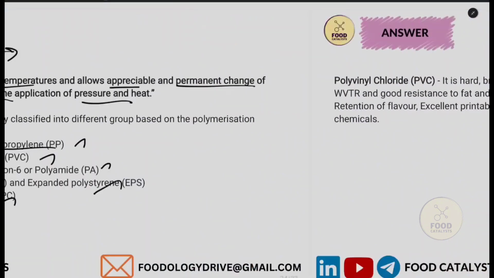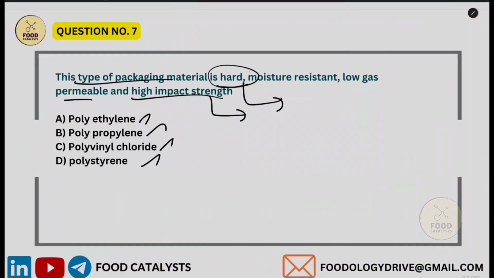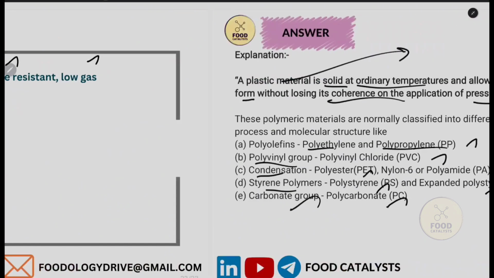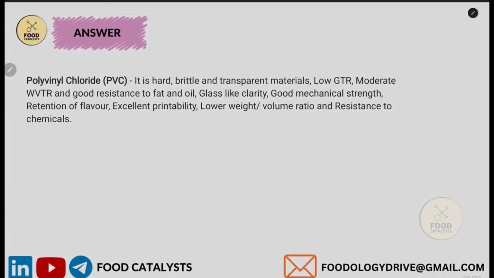Okay, so the question is actually simple. We need to find which packaging material is hard, moisture resistant and low gas permeable. So polyvinyl chloride is also hard, and it has a low GTR. G means gas transmission rate.